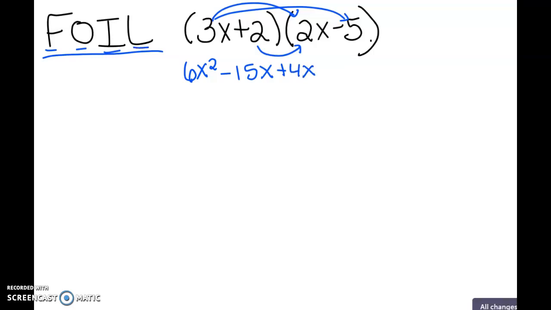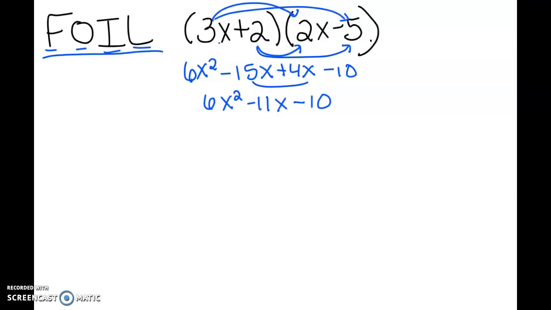And finally, L stands for last. The last term of each binomial gets multiplied. So 2 times -5, -10. And combining like terms, you get 6x squared. Then you got to combine these in the middle. We're not multiplying, we're just combining. So -11x and then -10. So basically what we've done is distribute. Every single term in the first binomial gets multiplied by every single term in the second.